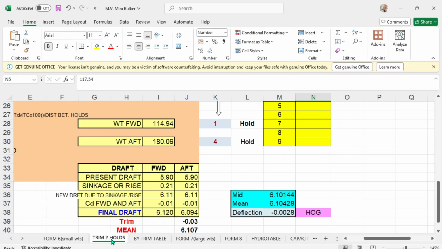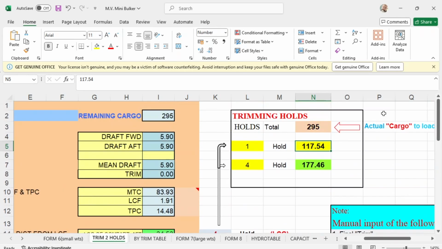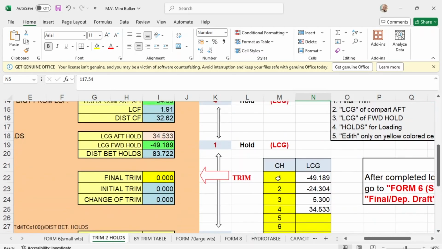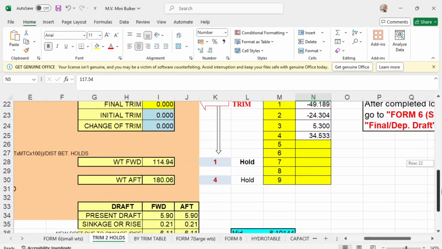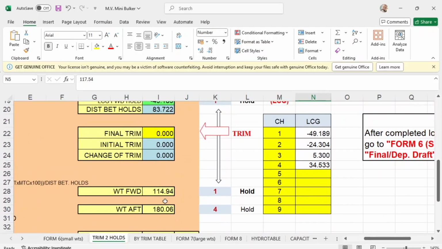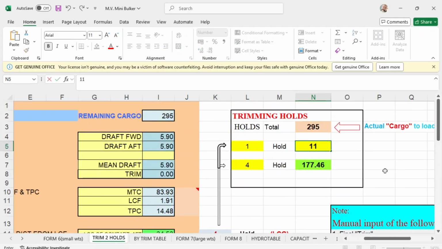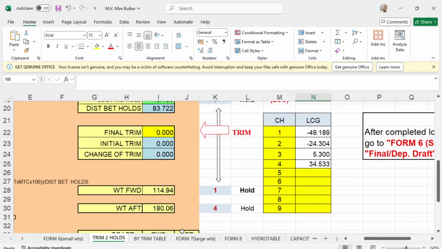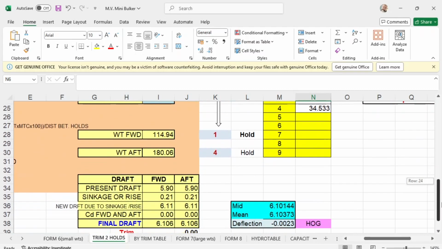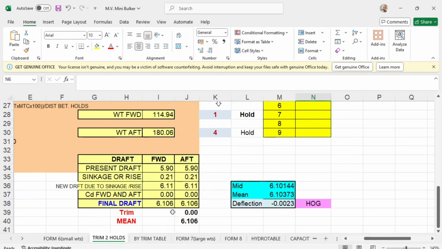Then we go to trimming two holds, which is 295. We have zero trim, what will be cargo forward? 114.94, and hold 4 will be 180.06. Departure drop will be the same, 6.106, 6.106, zero trim, and main will be 6.106, and you have a zero deflection.